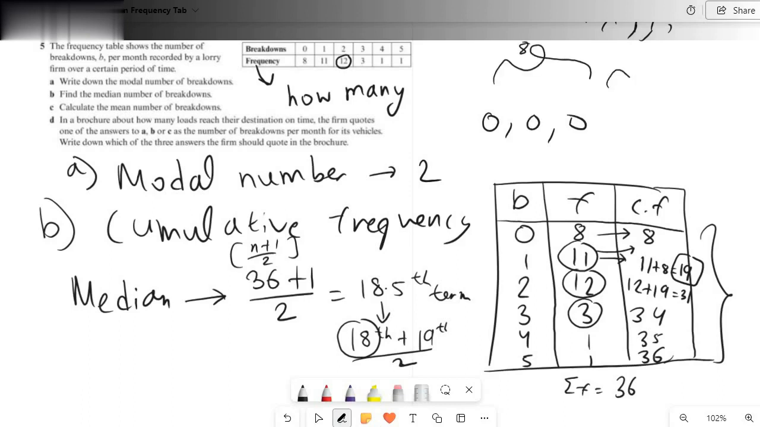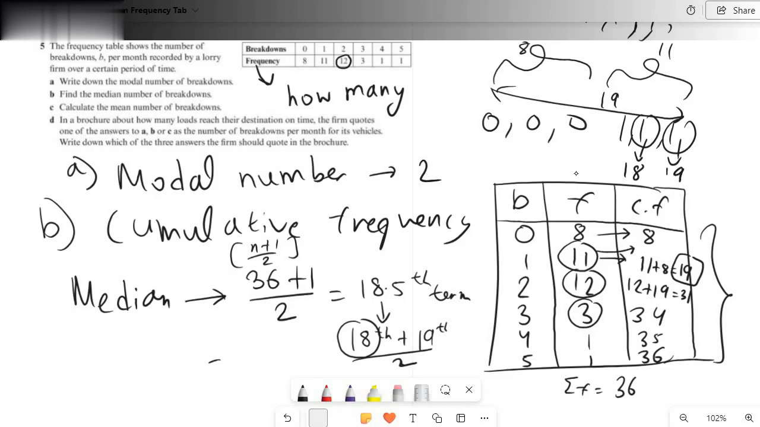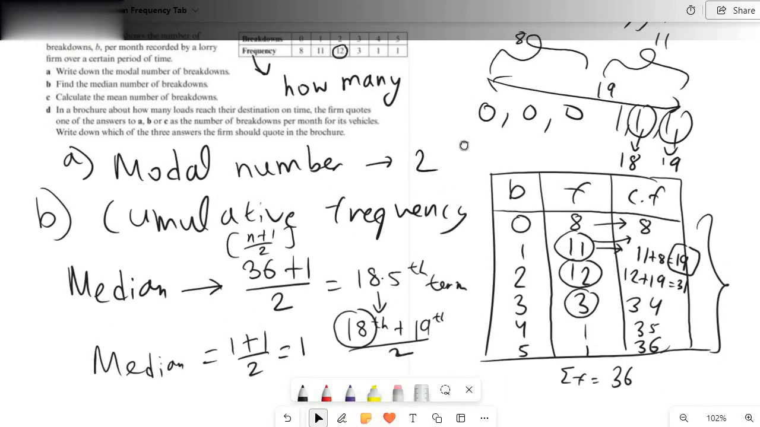And after that, there are going to be 11 ones here, something like this. So the total added frequencies is going to be 19, meaning that there are 19 terms. So this will be the 18th term, and this will be the 19th term. So the 18th and the 19th terms are both ones. So the median number of breakdowns is simply going to be (1 plus 1) divided by 2, which is simply going to be 1. For part C, we have to calculate the mean number of breakdowns.